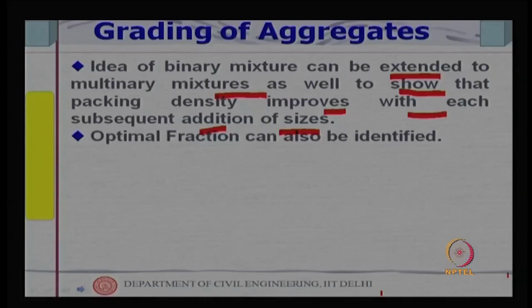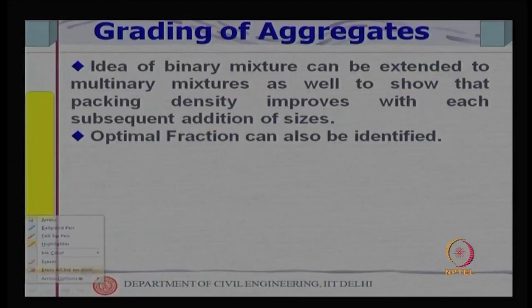So, use sand which is 75 micron and above, with as many large sizes as possible, up to the maximum size possible. The use of maximum size has other effects of course, but the positive effect is that it will improve the packing density. Other negative effects we will consider later on. So, the optimal fraction can also be identified.